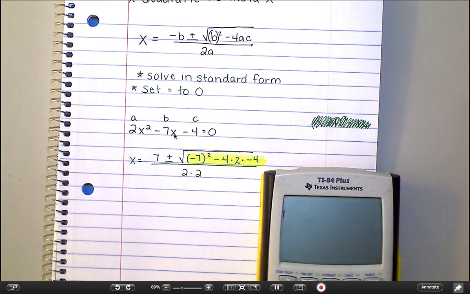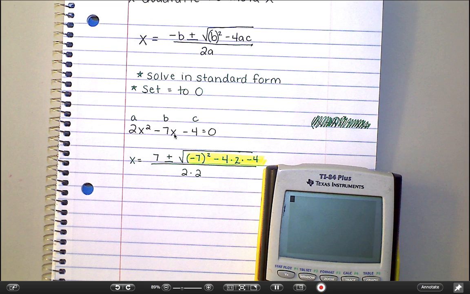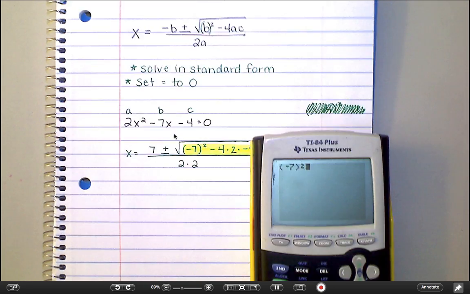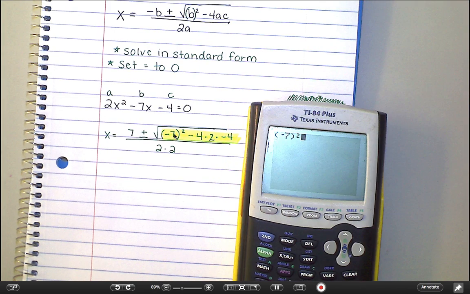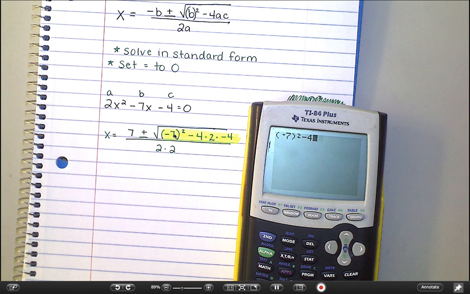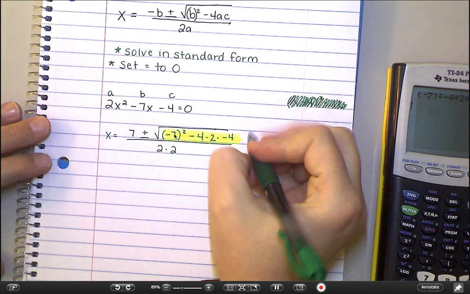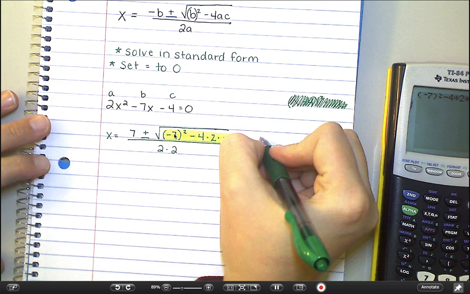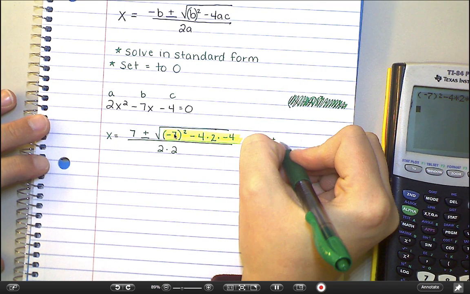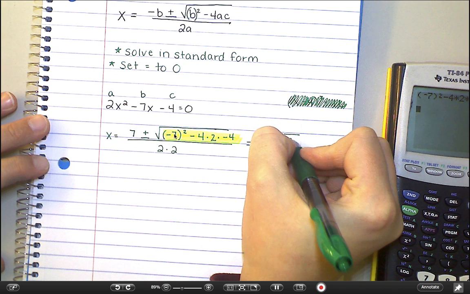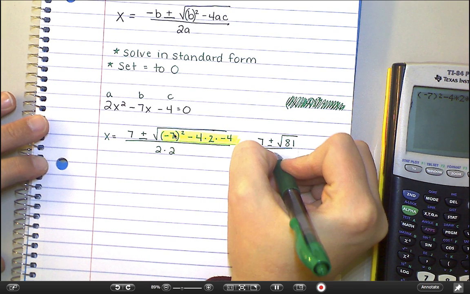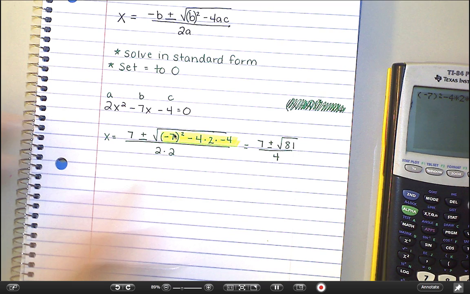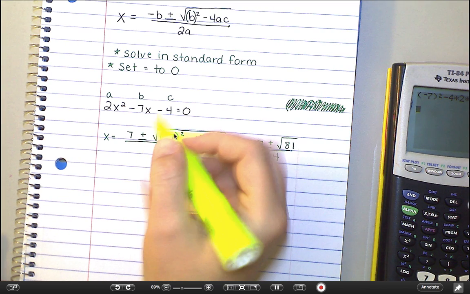So in my calculator, just so you can see what I'm doing, I'm typing in negative 7 squared, minus 4 times 2 times negative 4, and I get 81. Okay? So now what this is really saying is 7 plus or minus the square root of 81 all over 4, because I did the 2 times 2. So I guess I did that all in one step too.